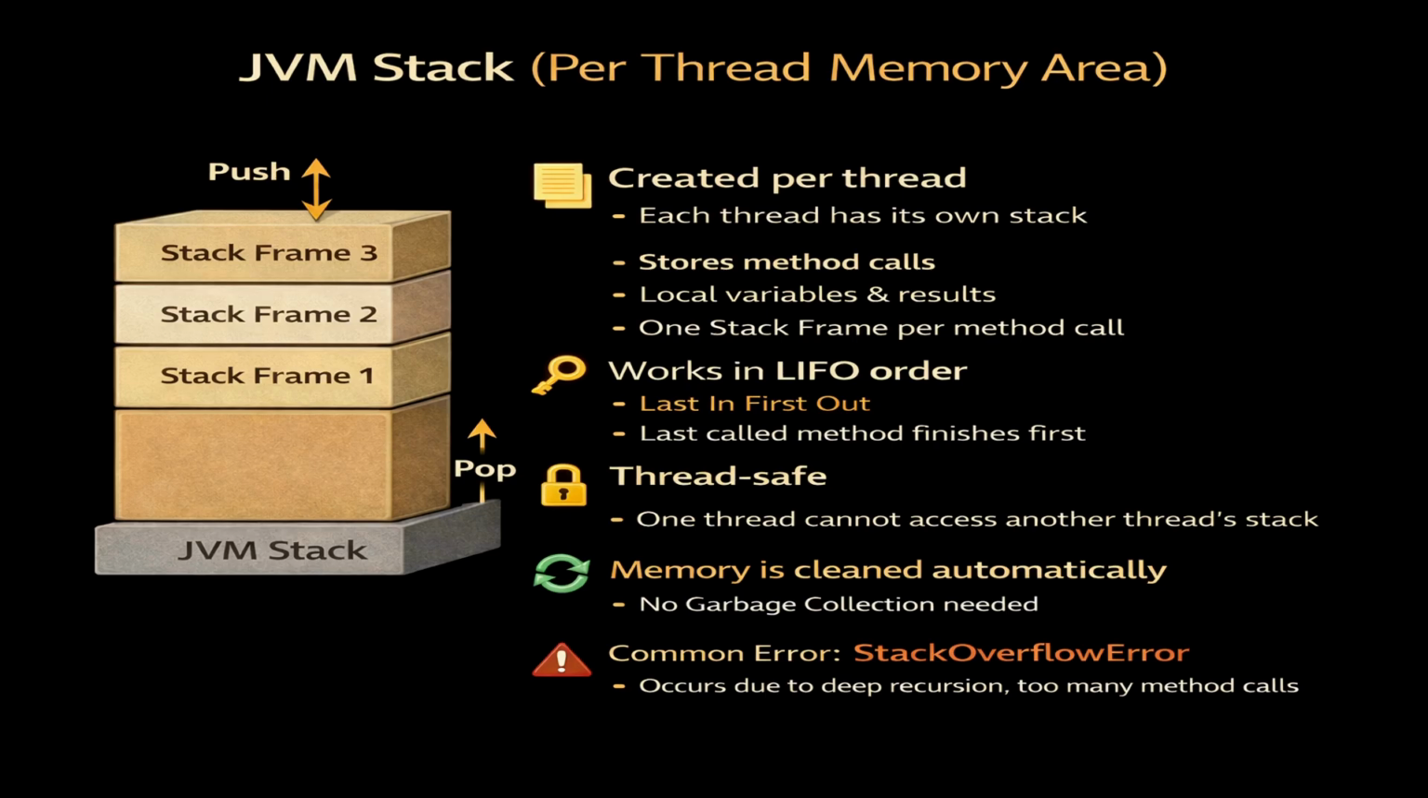Now let's go to JVM stacks. A JVM stack is created per thread. Each thread has its own stack. The stack stores method calls. For each method call, one stack frame is created. A stack frame contains local variables and method results. The stack works in LIFO order, last in first out, so the last called method finishes first. The stack is thread safe. One thread cannot access another thread's stack.